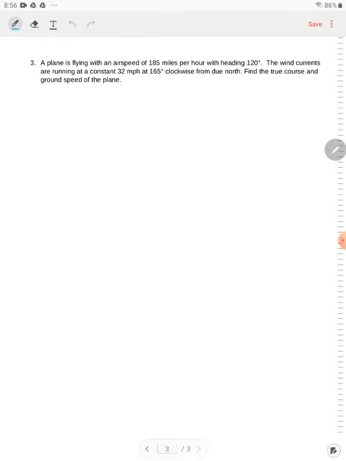Okay, number 3. A plane is flying with an airspeed of 185 miles per hour with a heading 120 degrees. The wind currents are running at a constant 32 miles per hour at 165 degrees clockwise from due north. Find the true course and the ground speed. Okay, so the true course is found using the law of cosines. So let's go ahead and draw a picture.